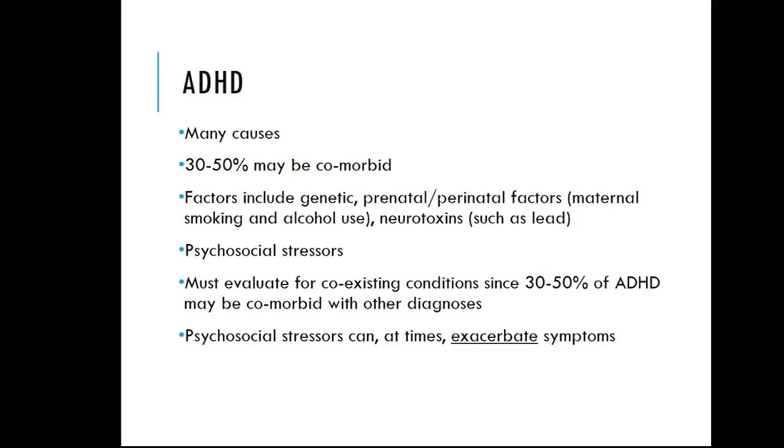Some of the factors of ADHD include genetic. It could be prenatal. It could be perinatal. Perinatal factors specifically are maternal usage of alcohol and drugs, smoking as well. That could lead to development of ADHD for the child. It could also be regular exposure to neurotoxins such as lead. Even though it may seem like you may not get an exposure with something like that, it used to be pretty common in the past.